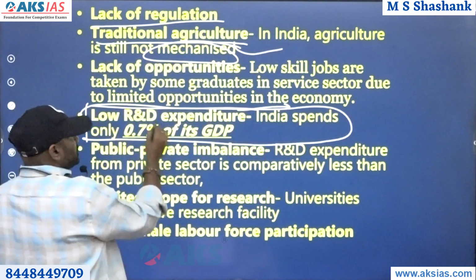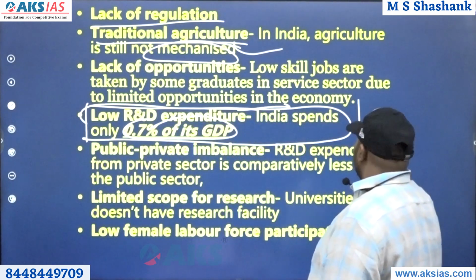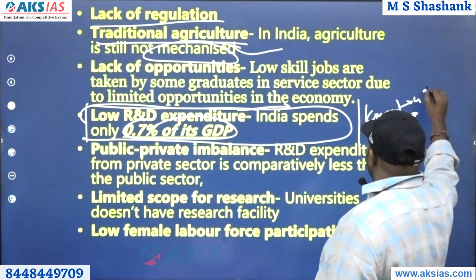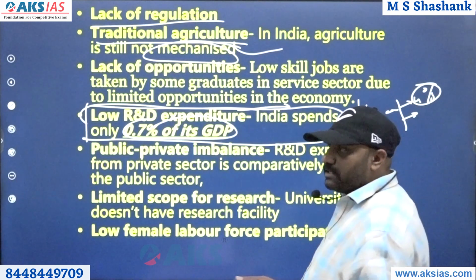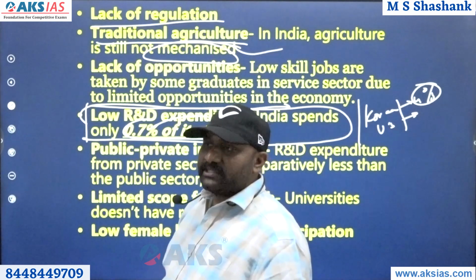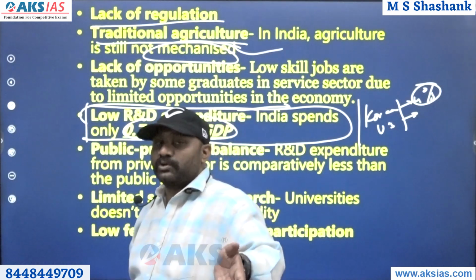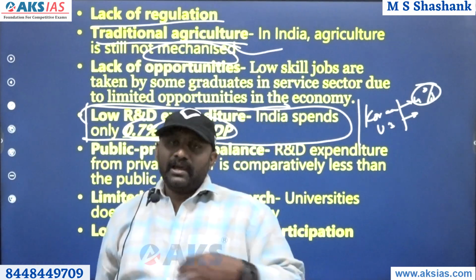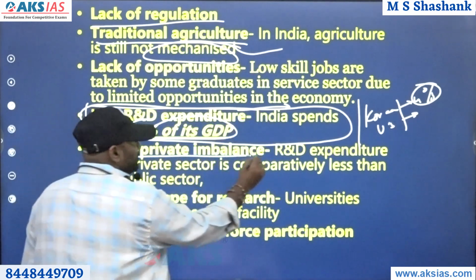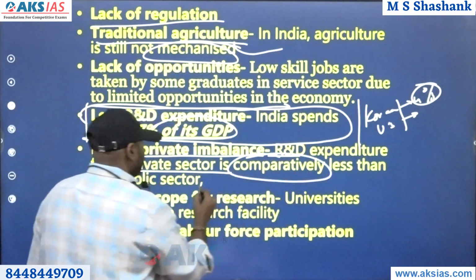India spends only about 0.7% of its GDP on R&D, which is very less. While at the same time, if you look at Korea and the US, Korea spends 4%. Among the developing countries, South Korea spends about 4% of their GDP, while India is spending 0.7%, with three-fourths of the population being youth. And you know the US spends a much larger share on R&D, and that is the reason why a lot of research takes place. So there is a public-private imbalance. R&D expenditure by the private sector is comparatively very less than the public sector.